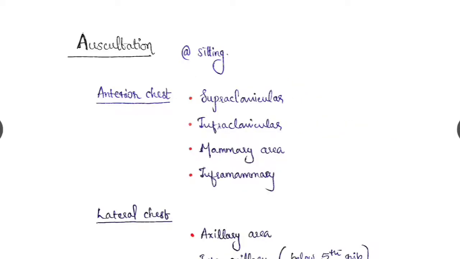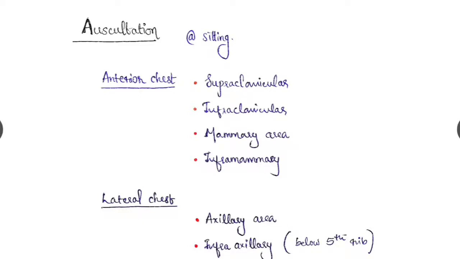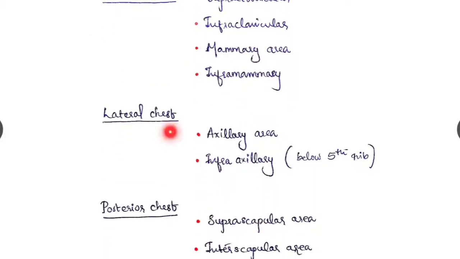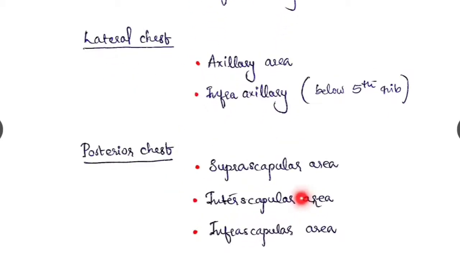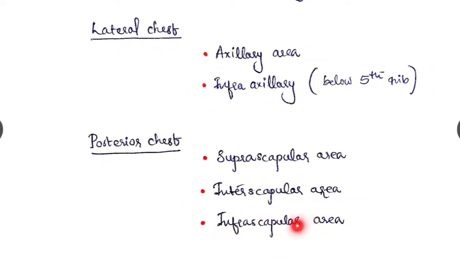And regarding the auscultation, we perform it while the patient is sitting. In the anterior chest wall, we have to compare the supraclavicular area, infraclavicular area, mammary area, and inframammary area. In the lateral chest, the axillary area and infraaxillary area. The infraaxillary area is the area below the fifth rib. In the posterior chest, we have to auscultate the suprascapular area, interscapular area, and also the infrascapular area. We have to compare both sides simultaneously.